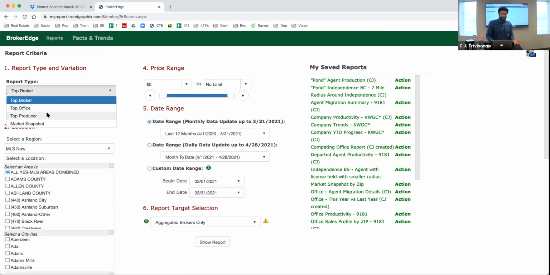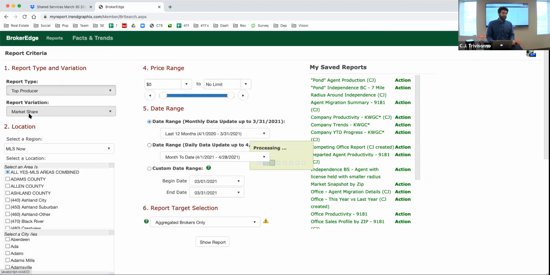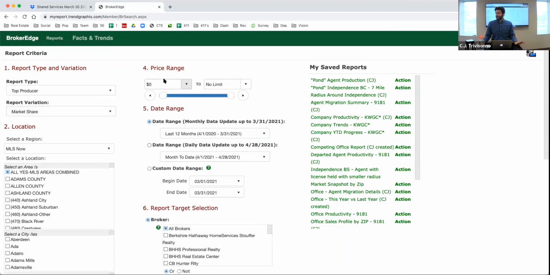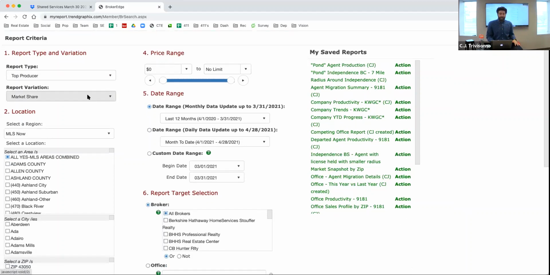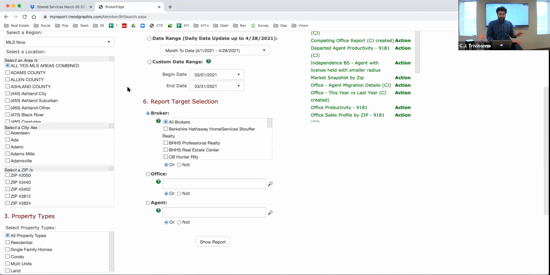So if we're looking at agents specifically, we want to click on this report type that says top producer. I'm realizing this as I'm clicking, it's not going to be the most entertaining class you guys have ever been to, but it's good information. So you want to go top producer, and a lot of the stuff you don't really need to change, at least I don't when I look at it. You can keep market share because you can play with it after.